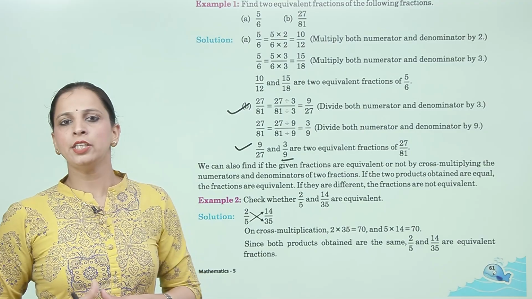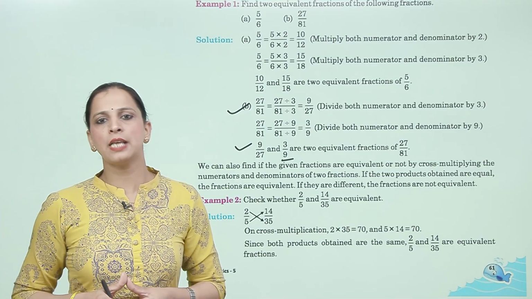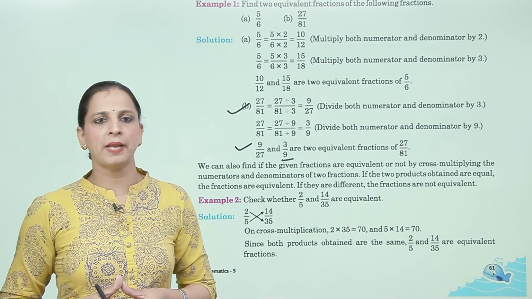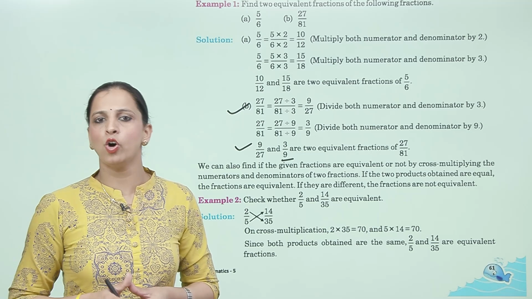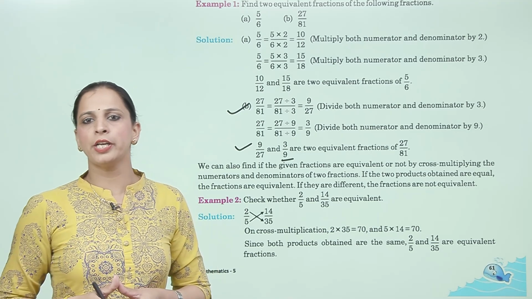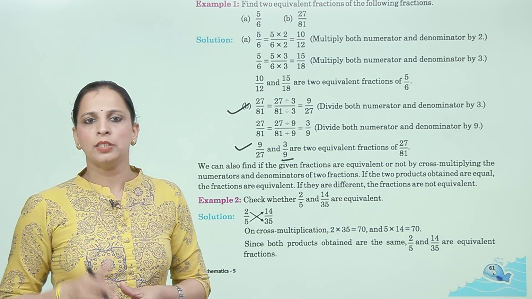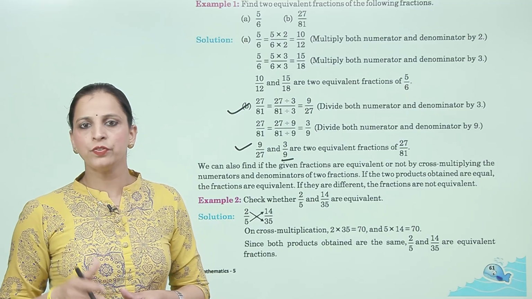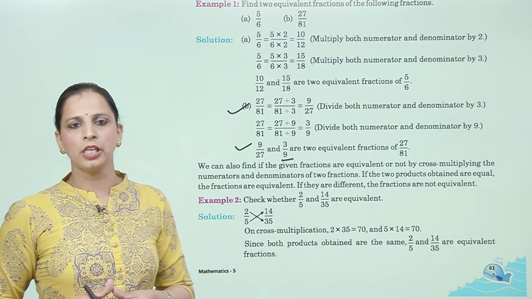We can also find out if the given fractions are equivalent or not by cross multiplying the numerator and denominator of two fractions. If the two products obtained are equal, the fractions are equivalent. If they are different, the fractions are not equivalent.